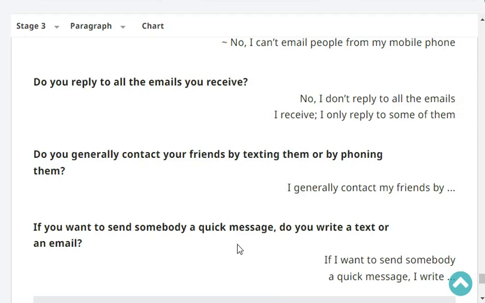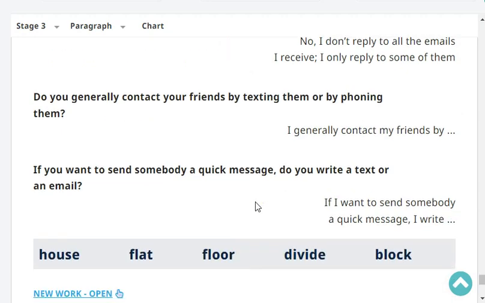Do you generally contact your friends by texting them or by phoning them? I generally contact my friends by texting them. Very good.